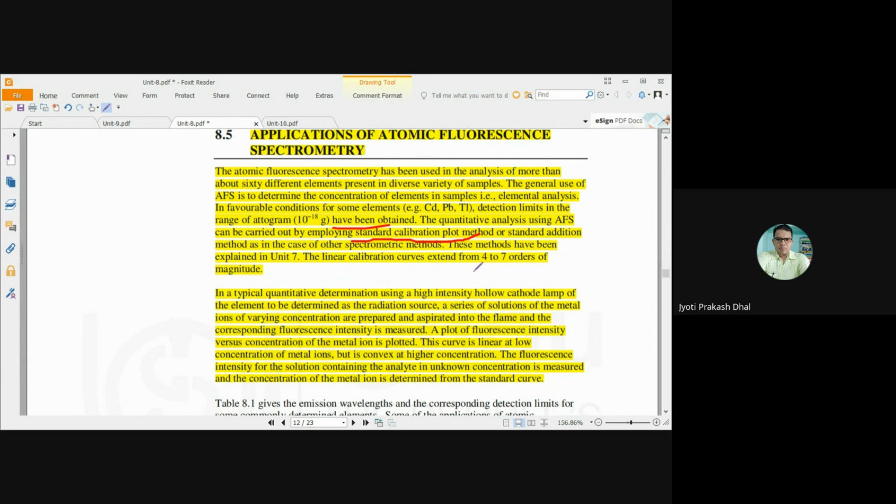Initially, you have to take known concentrations of different solutions, and they will be tested through the AFS method. After that we have to draw a calibration curve, which will be a straight line. Then the solution with unknown concentration can be analyzed through the AFS, and that will give rise to the intensity. From that intensity we can observe the particular wavelength of the emitted light.